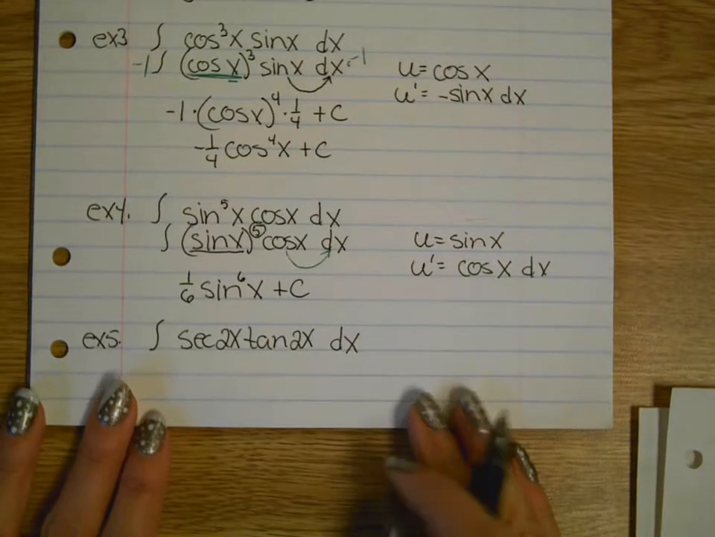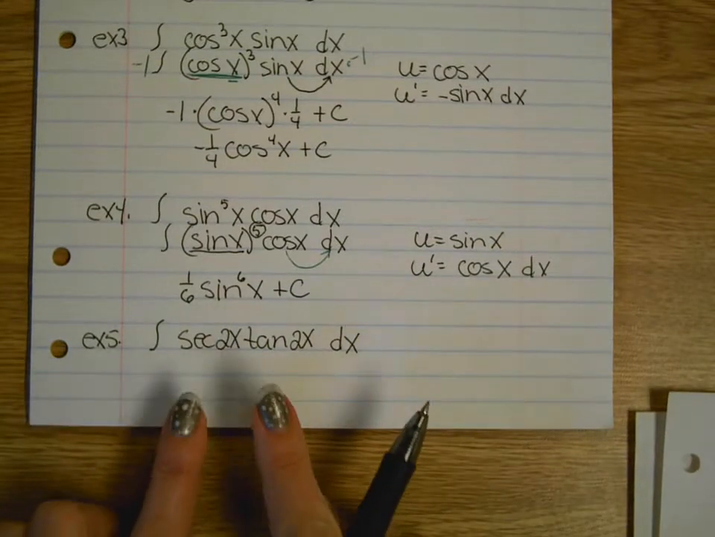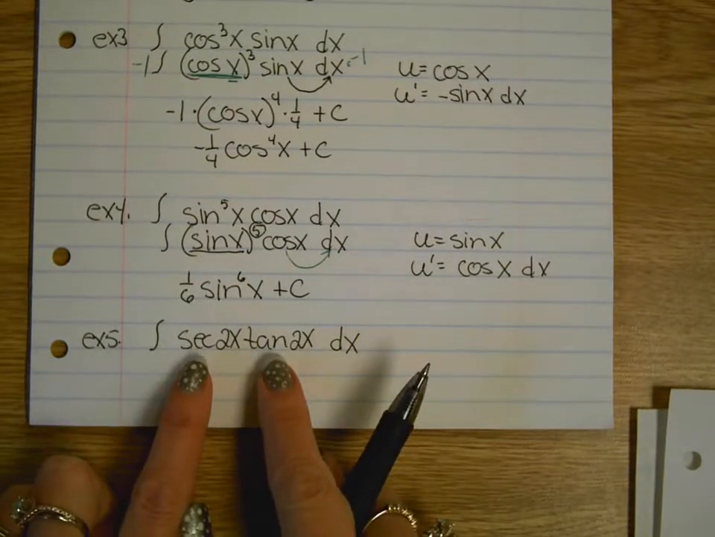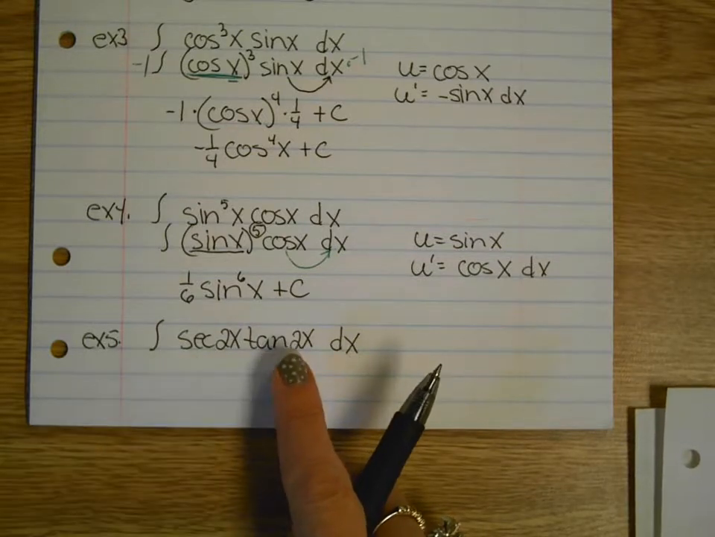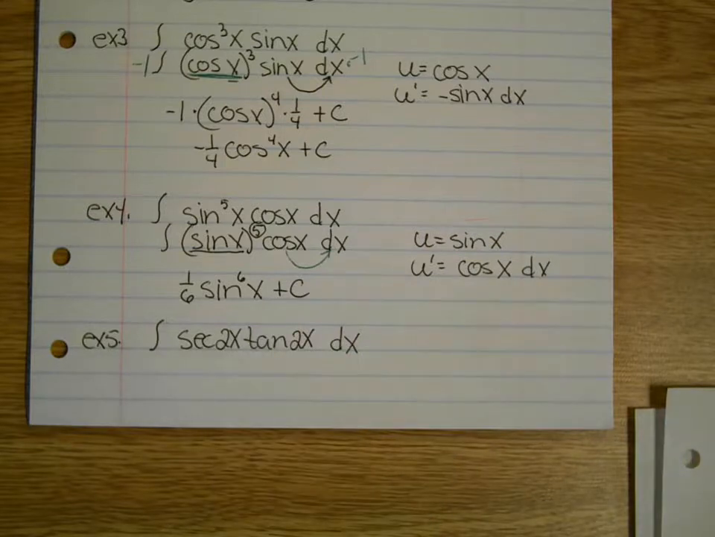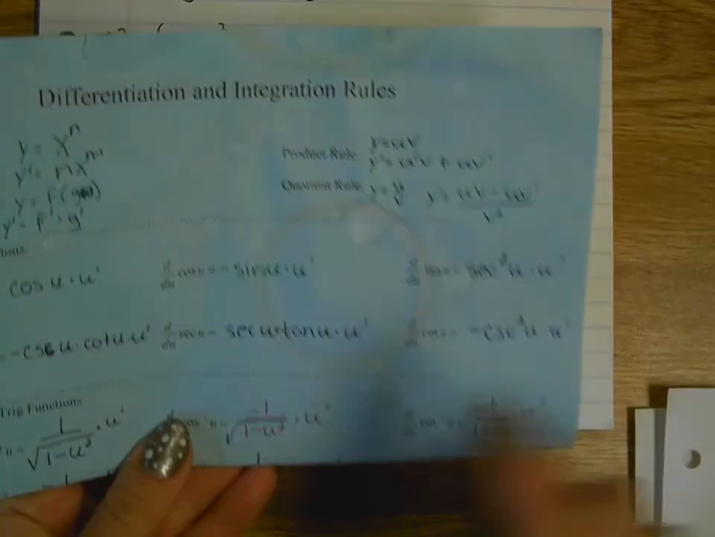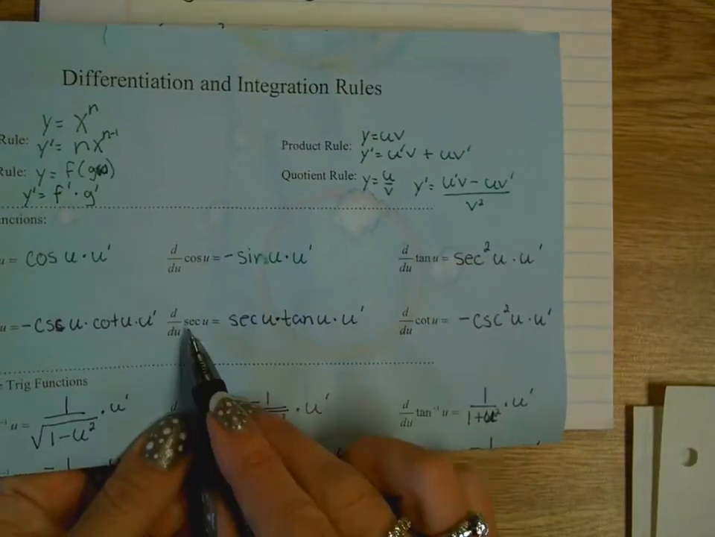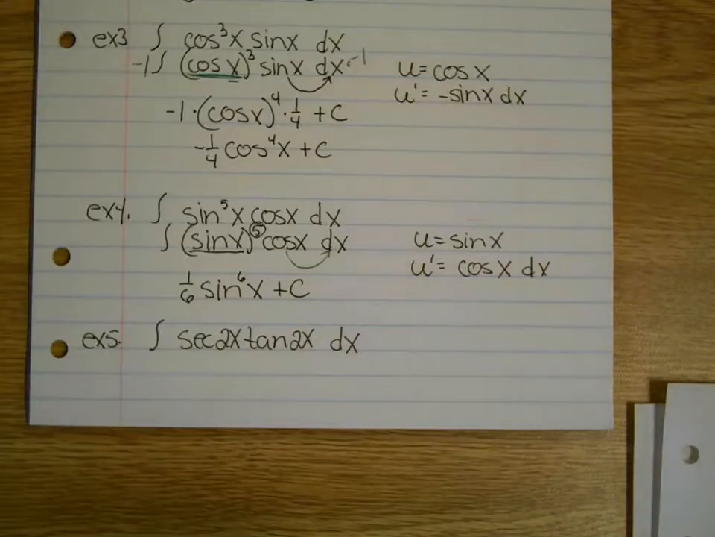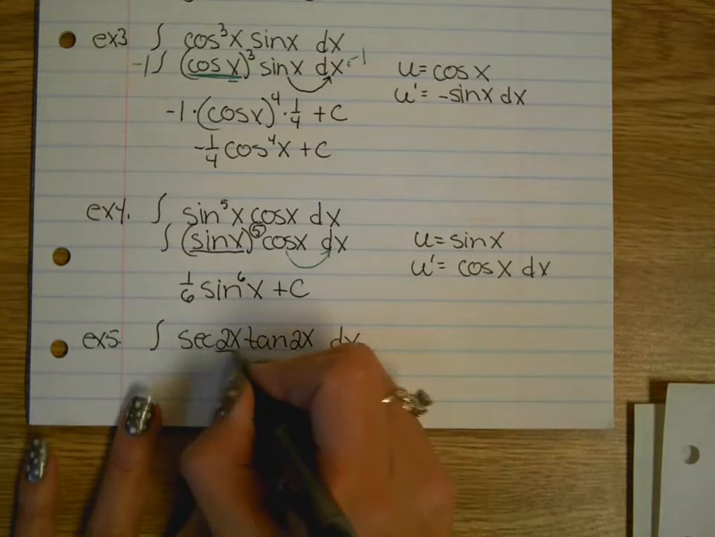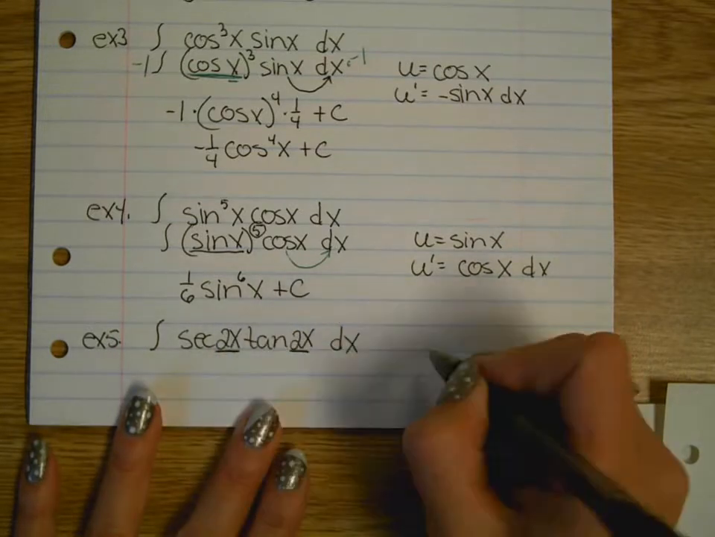Well, if you look at your derivative sheet, is there something that has secant times tangent as its derivative? Well, if you check it out, secant times tangent as its derivative is secant. So the antiderivative of this goes back to secant. But I do have an inside. So the angle is my inside.